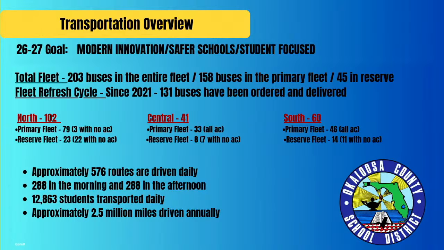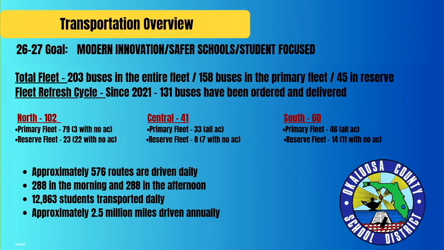On any given day, we're driving 567 routes. There's 288 in the morning, and then we run those same routes again in the afternoon. That number does fluctuate throughout the year. If we hire additional drivers, the number of routes may go up, or if we lose a driver, that number may go down. So that number is in flex constantly throughout the year. On any given day, we're transporting approximately 12,800 students, which is a large portion of our population. Comparatively speaking, across the state, we run a high percentage that ride our school buses, which is a good thing. That's still the safest way for students to get to and from school.